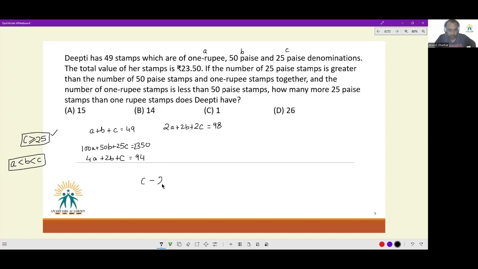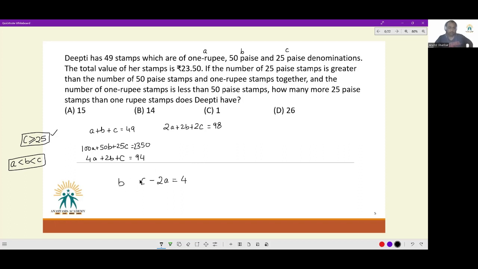C minus 2A is equal to 4. And now we can come up with our solution sets.